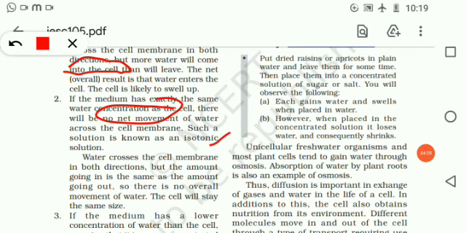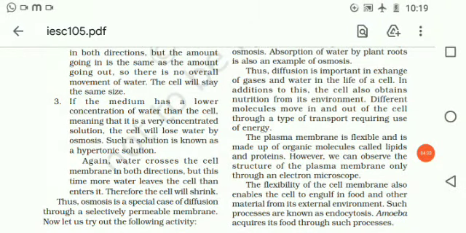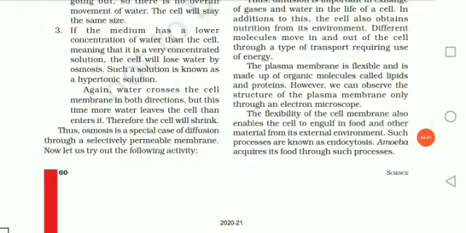And if the movement is going out, then the outward movement is hypertonic. If it's moving out, it is hypertonic. Again, water crosses the cell membrane in both directions. Therefore, in the hypertonic condition the cell will shrink, and in the hypotonic condition the cell will enlarge itself. Okay, so that is that.